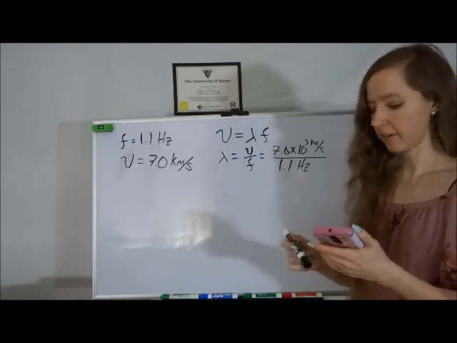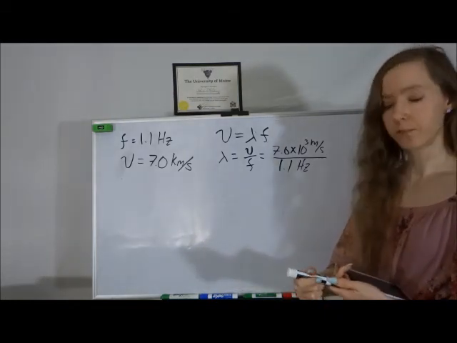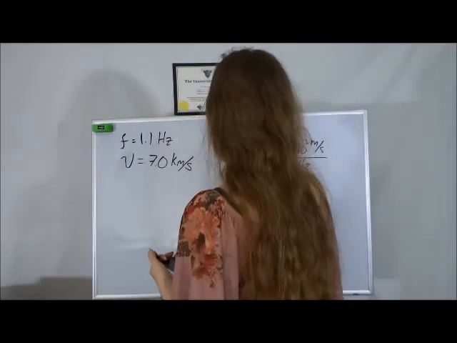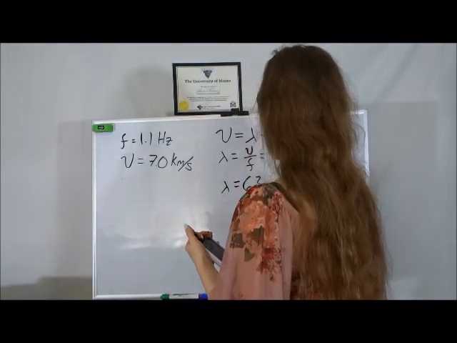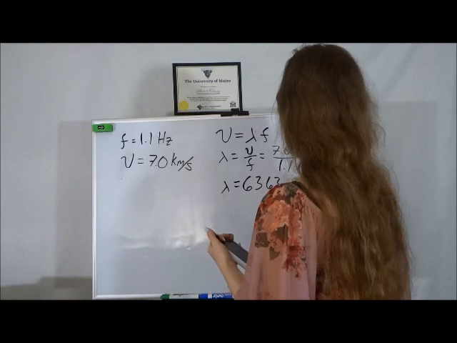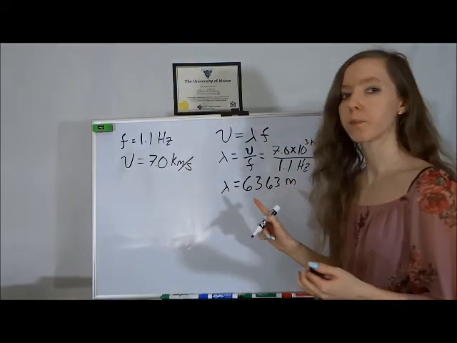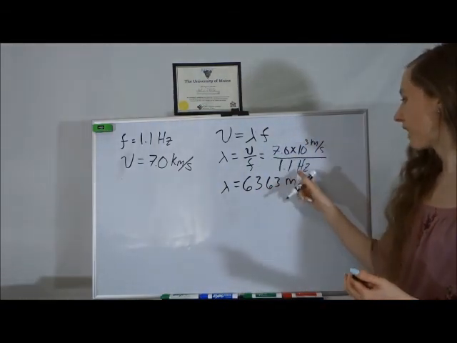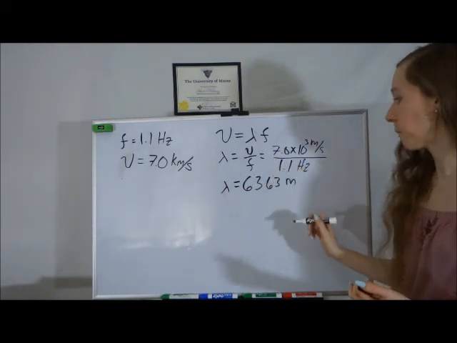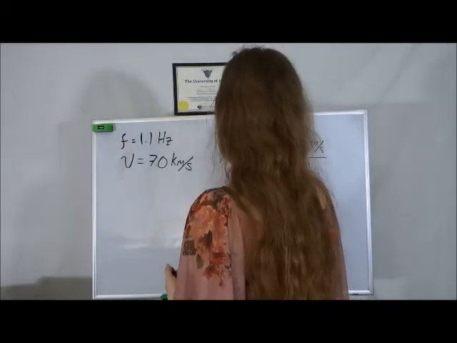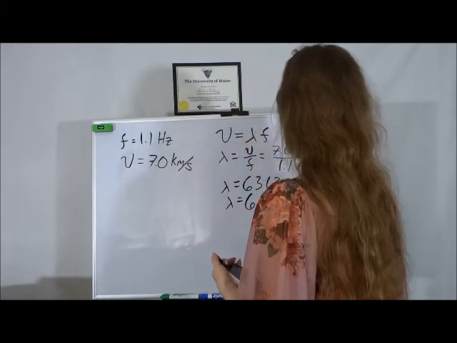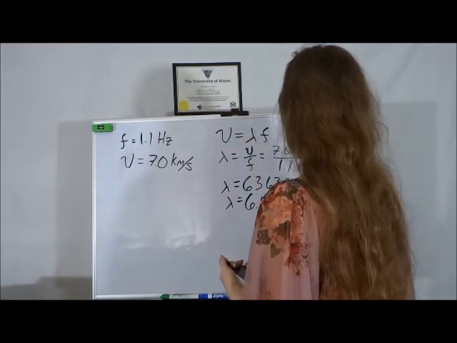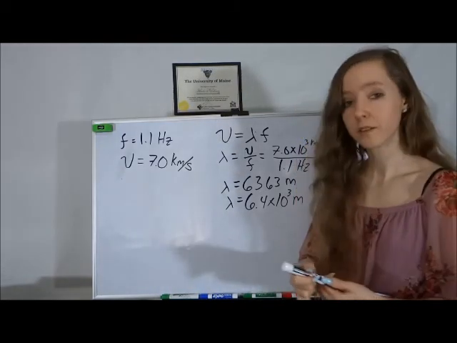And we will get that our wavelength is about 6,363 meters. Now again, let's think about our sig figs. We have only 2 here. So we're going to say lambda is equal to 6.4 times 10 to the third meters.